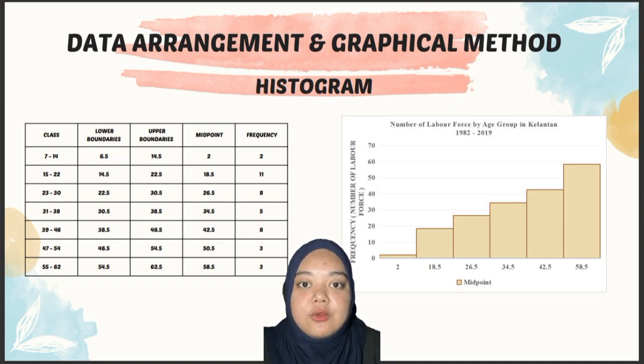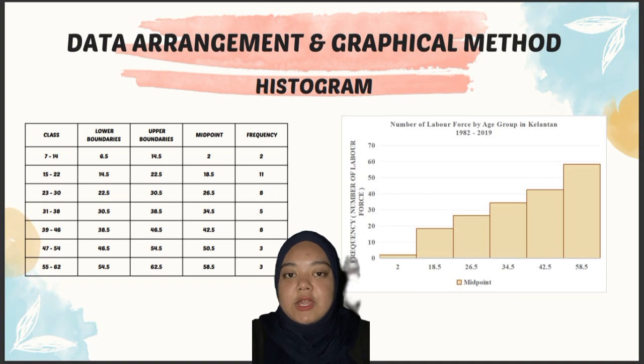Based on the table, the first class is 7 to 14, the lower boundary 6.5, the upper boundary 14.5, midpoint 2, and the frequency also 2. The second class is 15 to 22. The lower boundary 14.5, upper boundary 22.5, the midpoint is 18.5, the frequency is 11. Next, 23 to 30, the lower boundary 22.5, upper boundary 30.5, midpoint 26.5, and the frequency is 8.